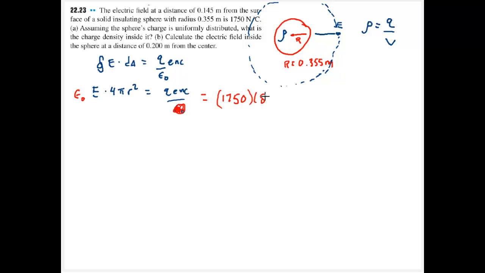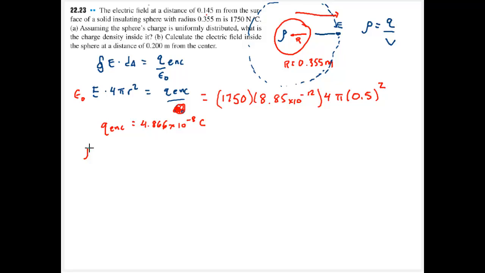That's going to be 1750. Epsilon naught, 8.85 times 10 to the negative 12th. Multiply that guy by 4 pi. Be very careful here with r. It's not going to be 0.145. It's going to be 0.145 plus 0.355. So that's going to be 0.5. And I square that guy. And I'm going to come up with the charge that is enclosed to be 4.866 times 10 to the negative 8th coulombs.